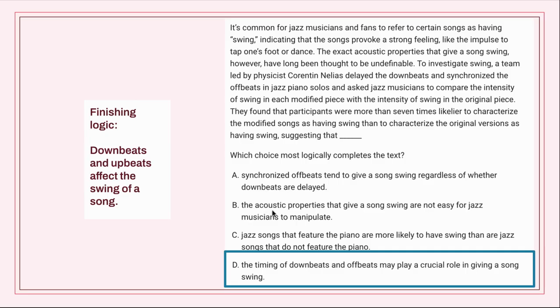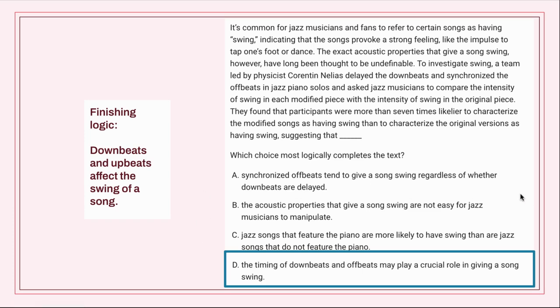B, the acoustic properties that give a song swing are not easy for jazz musicians to manipulate. Well, we just kind of did that, right? The musicians did just manipulate these elements, and we were able to find out a lot about what gives a song swing. So this is kind of a negative answer that it's just not easy for jazz musicians to manipulate acoustic properties, but we just figured stuff about that out. We figured out that offbeats and downbeats are important acoustic properties that we can manipulate to give a song more swing.